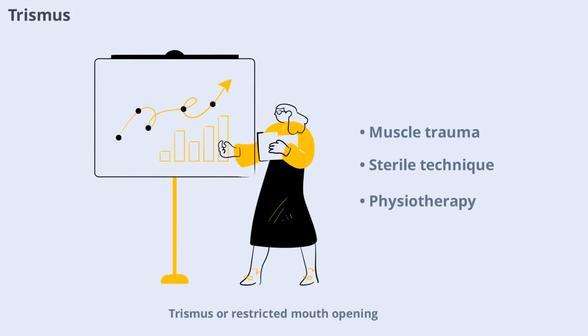Trismus, or restricted mouth opening, can result from trauma to muscles or blood vessels during injection, contamination of the anesthetic solution, or hemorrhage. Prevention includes using sharp, sterile, and disposable needles, proper handling, and avoiding multiple injections in the same area. Management is symptomatic and may involve physiotherapy, heat therapy, warm saline rinses, analgesics, and muscle relaxants. In severe cases, brisement force under sedation may be necessary.